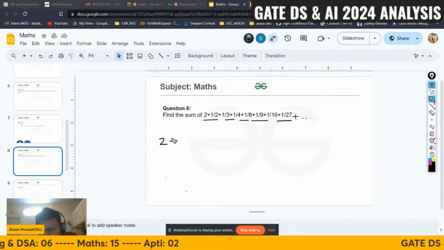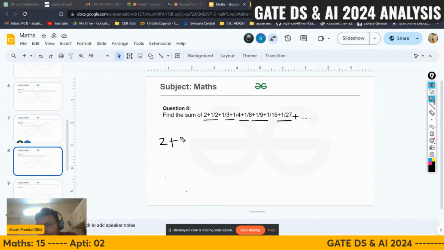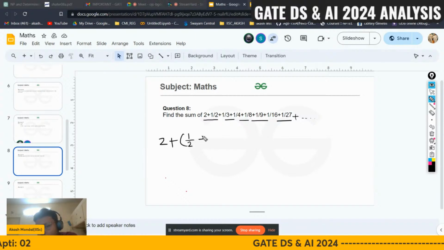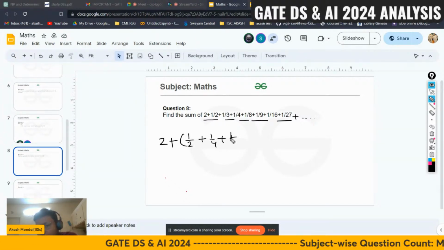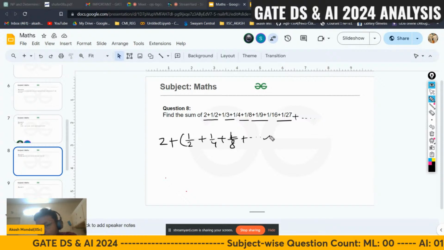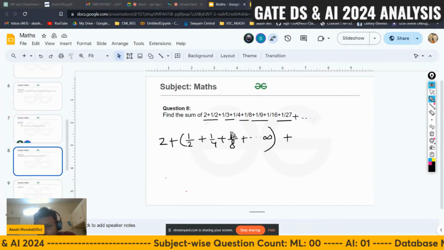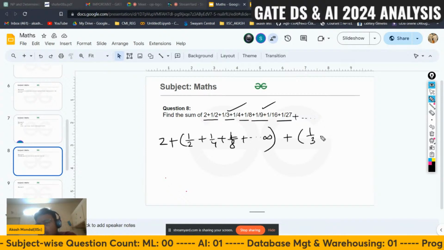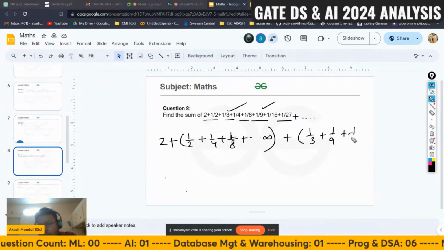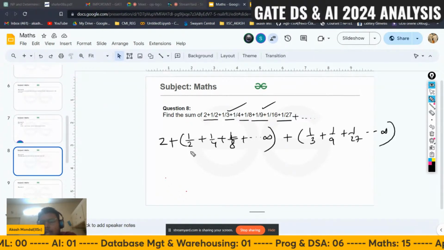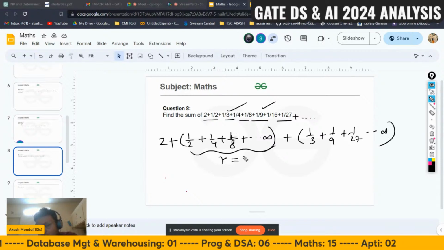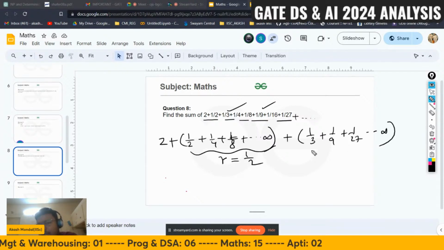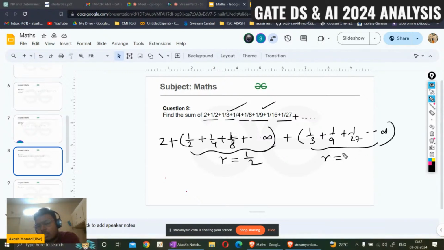So 2 plus, you just need to group terms, like 1/2 plus 1/4 plus 1/8 and so on up to infinity, plus again you group these terms to form a GP series: 1/3 plus 1/9 plus 1/27 and so on and so forth. This is a GP series with common ratio 1/2, and this is also a GP series with common ratio 1/3. So you just need to sum it up.